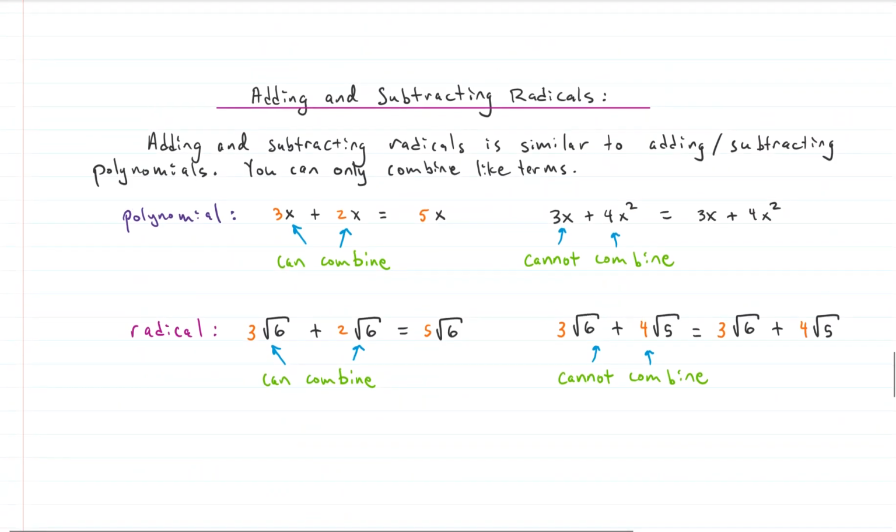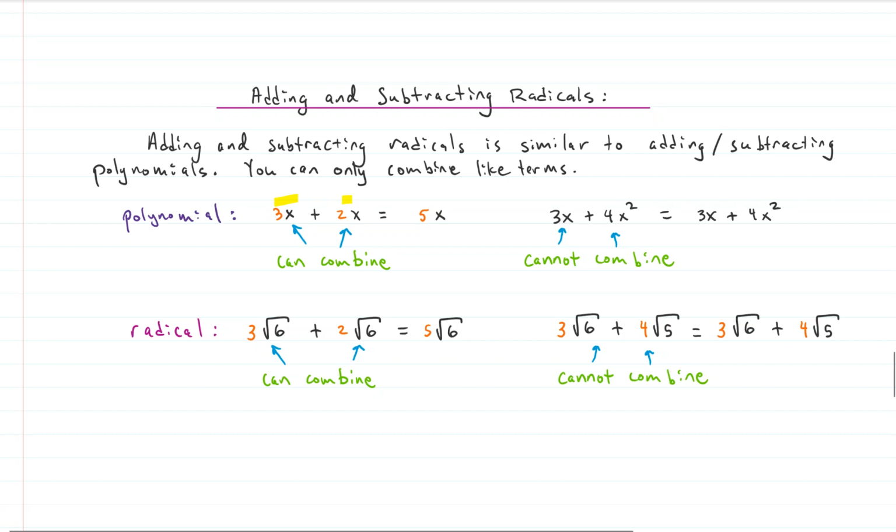All right, let's talk about adding and subtracting radicals. We add and subtract radicals in a very similar way that we add and subtract polynomials. If you remember adding and subtracting polynomials, you only add and subtract them if they are like terms. So for example, 3x and 2x, that means we have 3 of these x's and we've got 2 more of those x's, and if we count them all, we've got 5, because 3 and 2 give us 5.